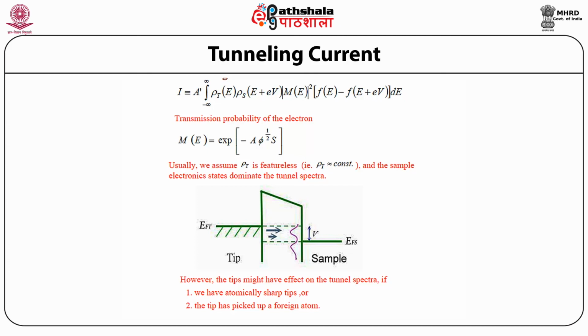So usually we assume rho t is featureless, that is rho t is approximately constant, and the sample electronic states dominate the tunnel spectra. As you can see in this figure, however, the tip might have an effect on the tunnel spectra if, number 1, we have atomically sharp tips, or second, the tip has picked up a foreign atom.